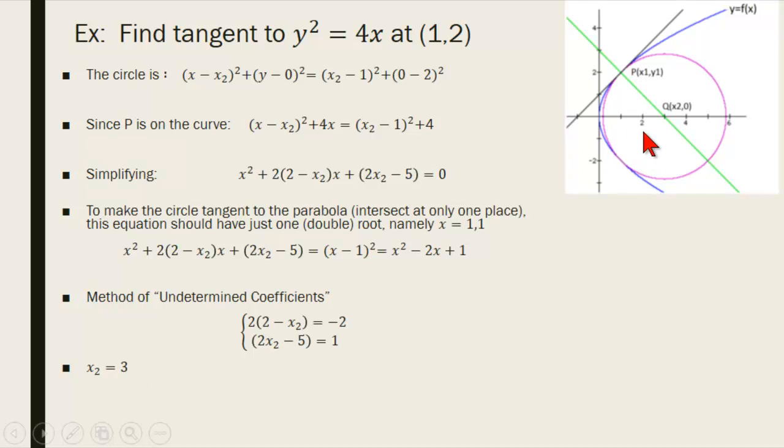So the right place to put this lavender circle is with its center at (3, 0). And then as we said, once we know the center of this circle and a point on the circle, we can certainly find the equation of the lavender line, and then the negative reciprocal gives the slope of the black tangent line that we're looking for.